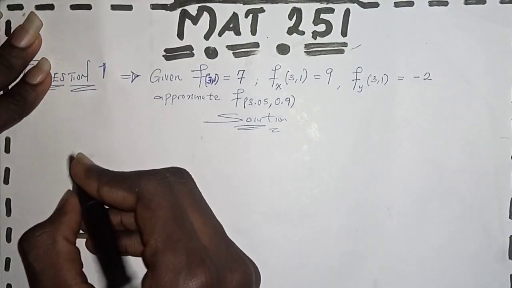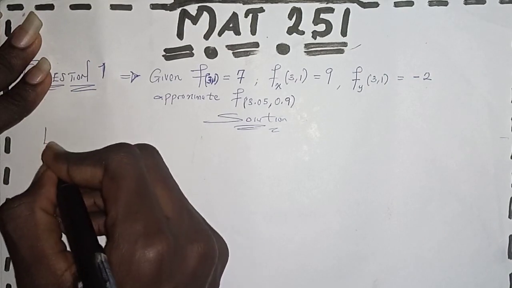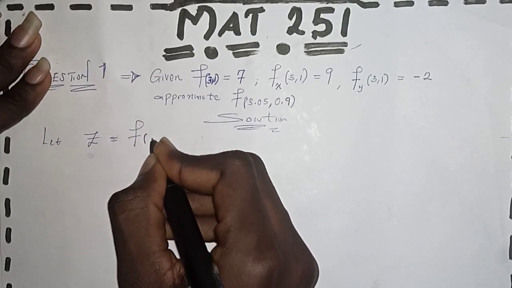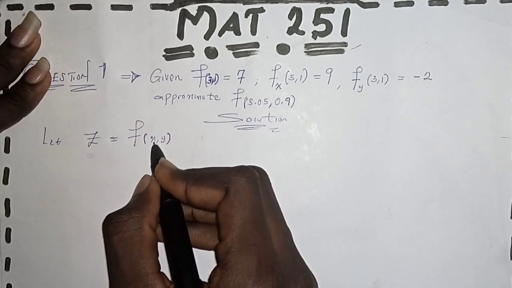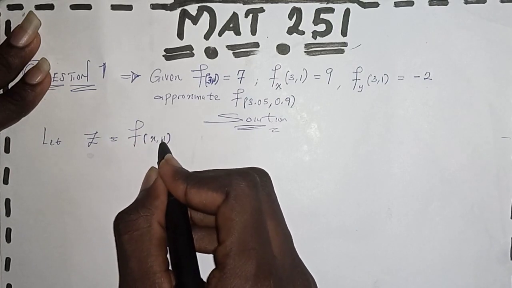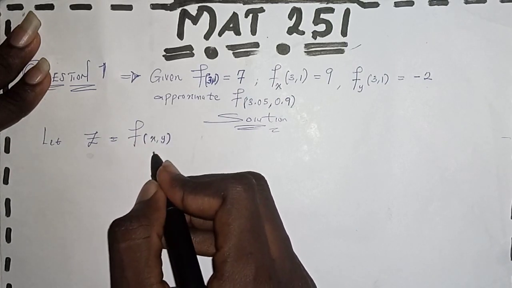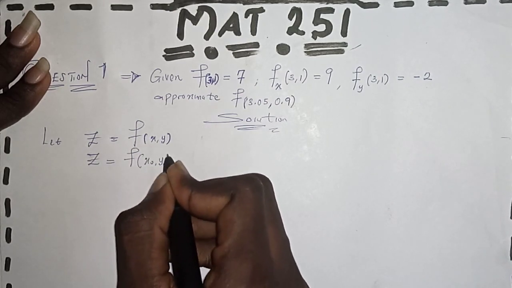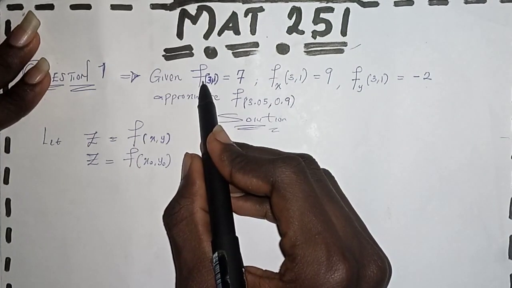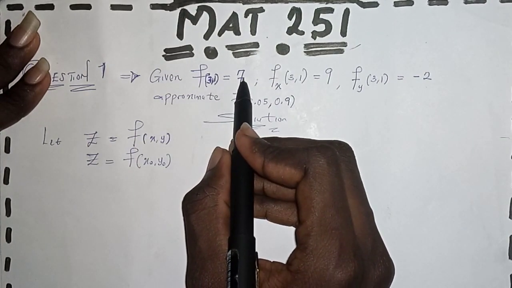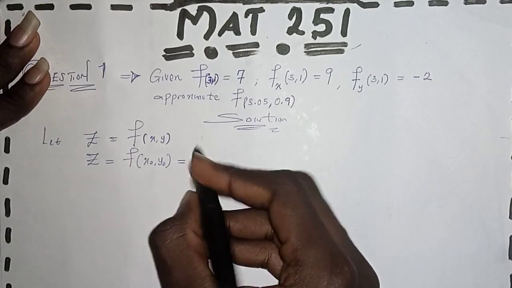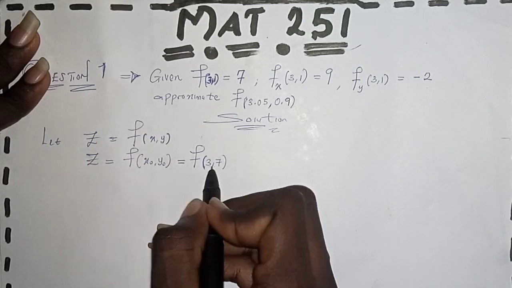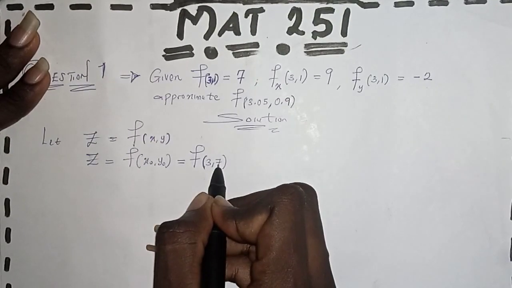So suppose we let z be equal to a particular function in terms of x, y, such that we have an initial value for x and an initial value for y. You can decide to call that x naught and y naught. So z is equal to f of x naught, y naught. Trivially, as you can see, we have f of (3, 1) to be equal to 7. This implies that x naught is 3 and y naught is 1.